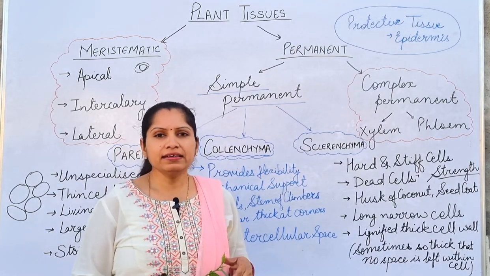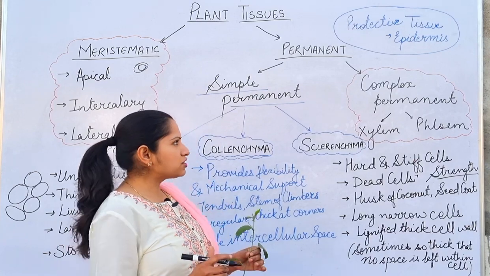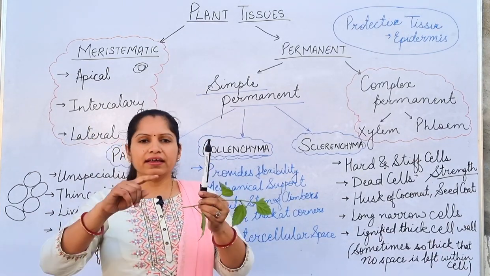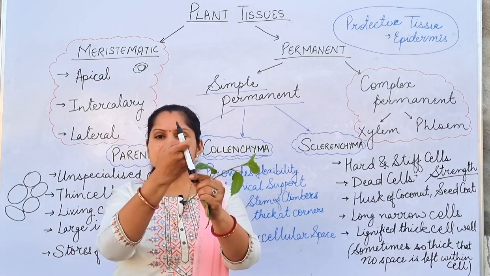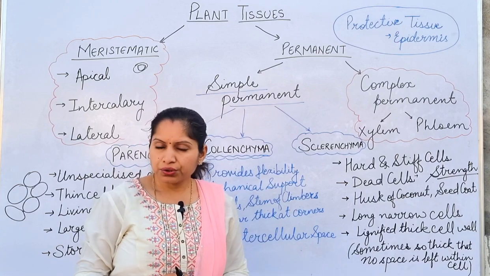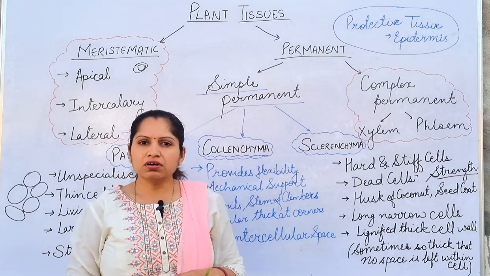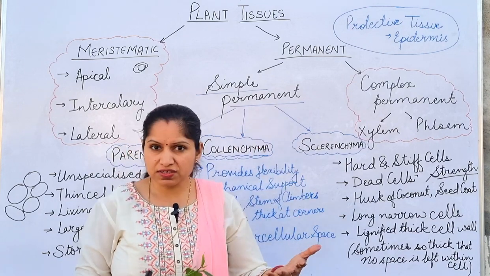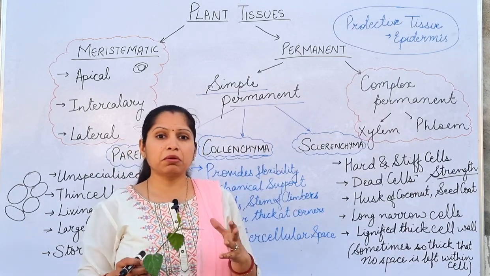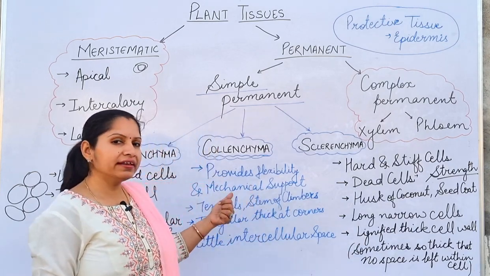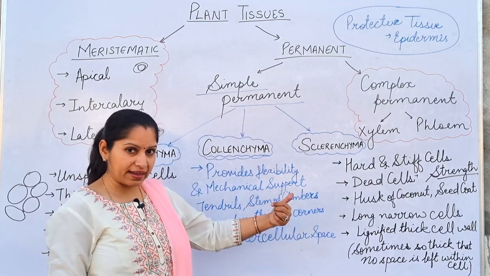Apart from that, in tendrils, what are tendrils? You must have seen that climbers have a tendril that encircles itself around any of the supports. Okay, so creepers and climbers all have tendrils to cling around the support. Okay, जिसको हम हिंदी में बेल कहते हैं. So that is having the collenchyma tissues in it.